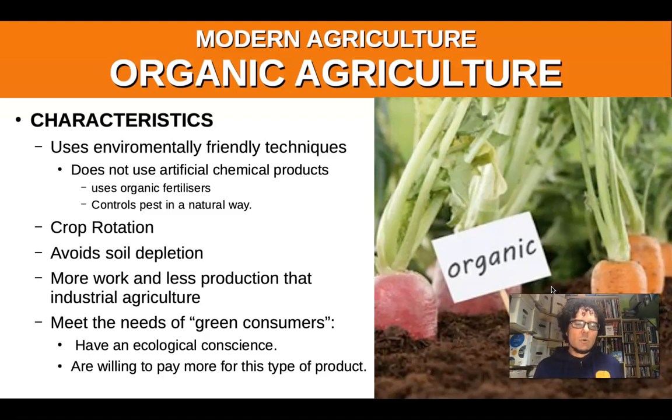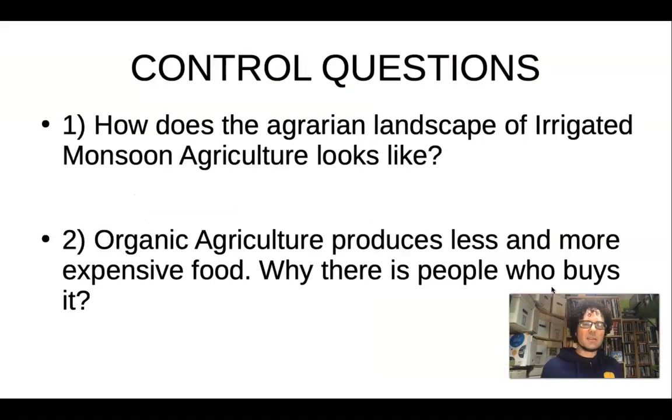O sea que tenemos una agricultura que exige más trabajo y da menos producción, por tanto va a ser más cara que la agricultura industrial. Sin embargo, satisface las necesidades de una parte de los consumidores llamados consumidores verdes, que tienen una conciencia ecológica y están dispuestos y dispuestas a pagar más por este tipo de producto, sabiendo que es un producto respetuoso con el medio ambiente, que no desgasta el suelo, que no usa productos químicos, porque usar los productos químicos también tiene un coste ecológico de las fábricas que son necesarias para producirlos, etcétera, etcétera.